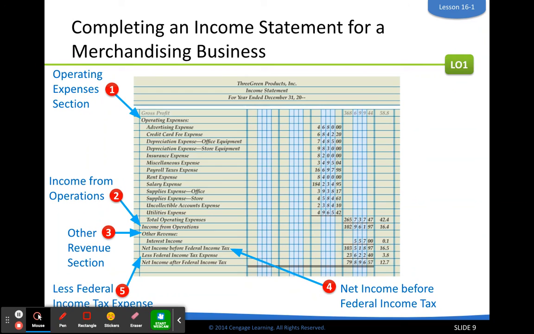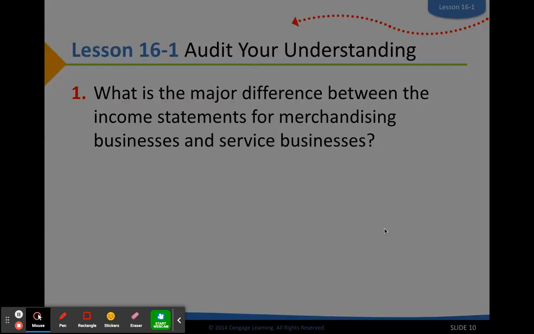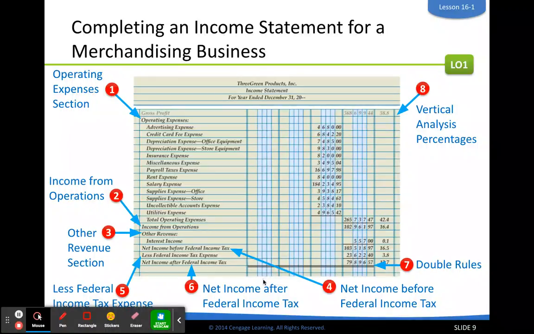Then we'll subtract our federal income tax expense and calculate net income after federal income tax. Once we've calculated that, we will have a double underline to show that we have completed the income statement. To finish off, anytime you have a number in the far right column, you also need to have a percentage of net sales, so everything is divided by net sales. And that is Section 16-1.